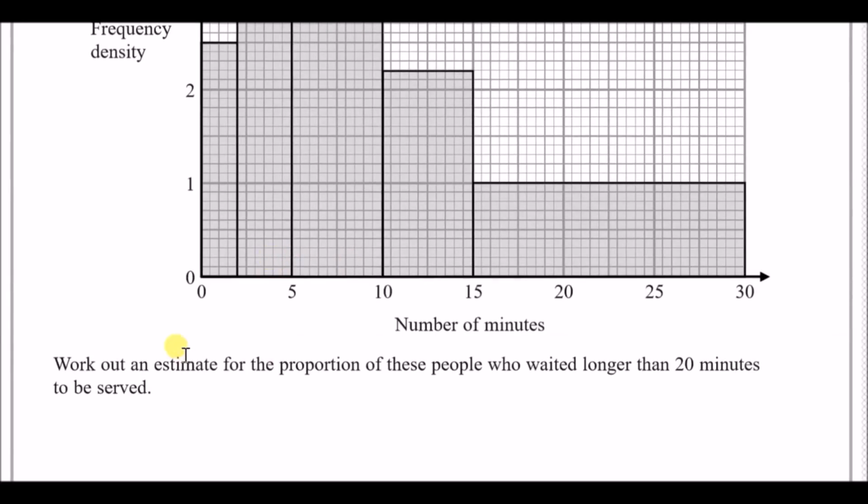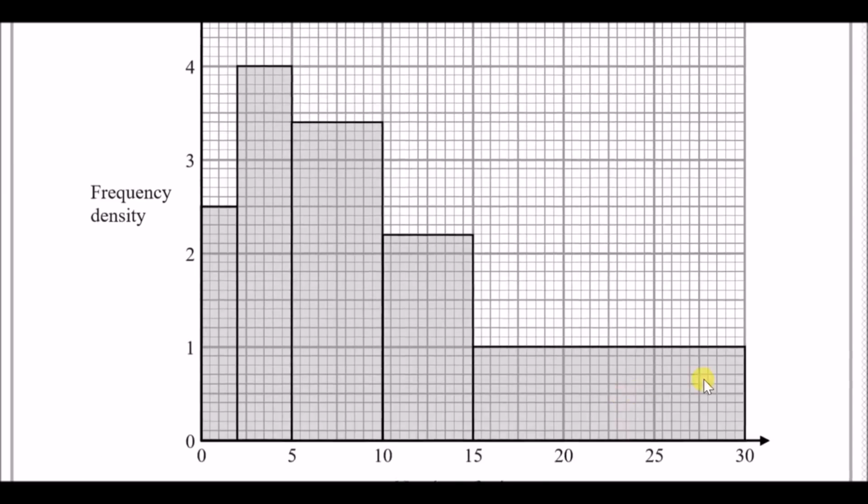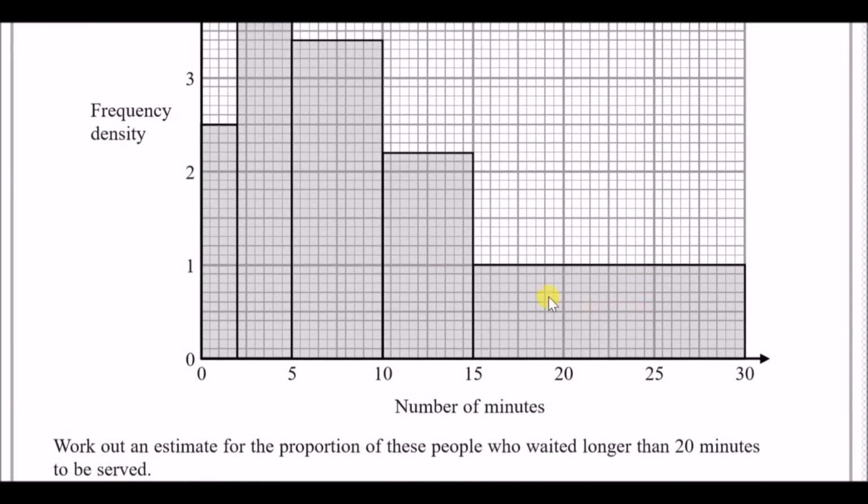Now it wants us to work out an estimate for the proportion of these people who waited longer than 20 minutes to be served. Notice how it uses the word proportion and not number. So we need to make sure our answer is going to be a decimal, a fraction or a percentage of the amount. What you could do is firstly work out the area of every single block. That's the easiest way to do it. So let's have a look.